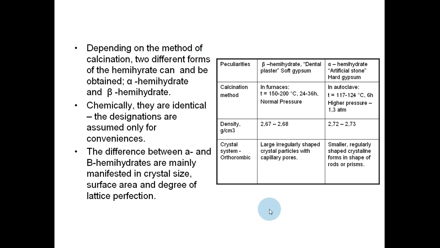So, beta hemihydrate, or dental plaster, has an orthorhombic crystal system. They have large, irregularly shaped crystal particles with capillary pores. And alpha hemihydrate, or hard gypsum, has smaller, regularly shaped crystalline forms in the shapes of rods or prisms.